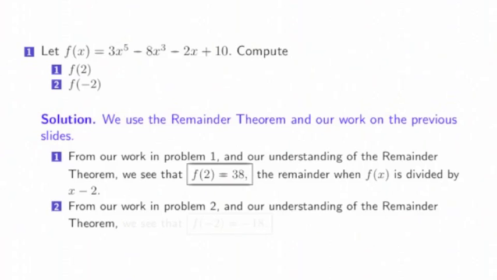If instead you want to plug in a minus 2, then divide your polynomial by x plus 2 using synthetic division, and the remainder of minus 18 is the value. Remember that when you divide by x minus c, the remainder is f of c. In the next presentation, we will examine complex numbers.